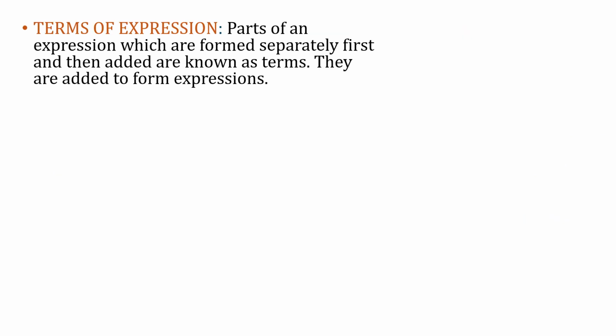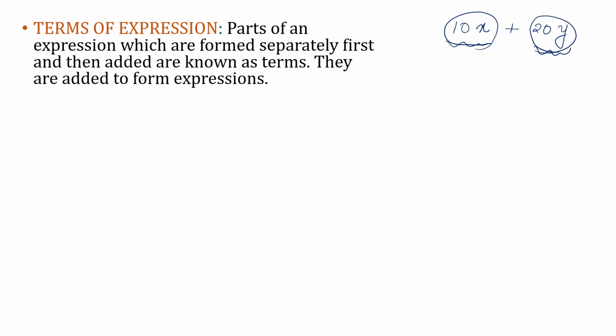Suppose that you wanted to buy 10 pens and 20 pencils for the class. The price of the pen is x and the price of the pencil is y. If we want to find out the total cost, we add them like this: 10x plus 20y. Whenever the value of x or y changes, this whole value is going to change. This is one part and this is another part. This is called one term of an expression, and this is the second term of the expression.